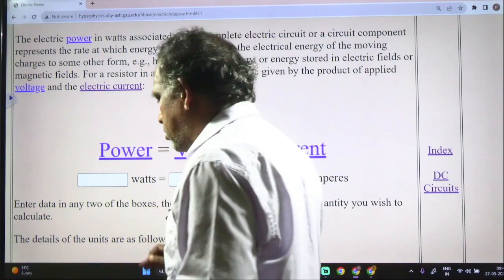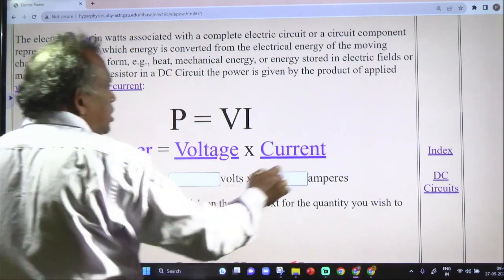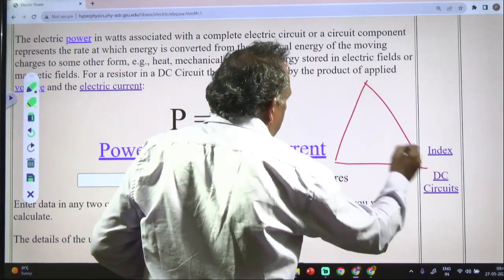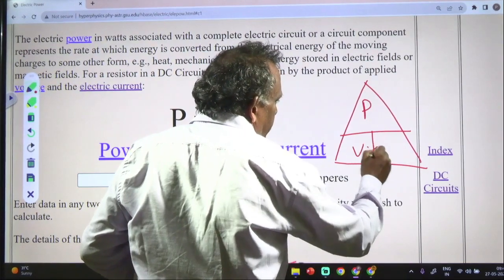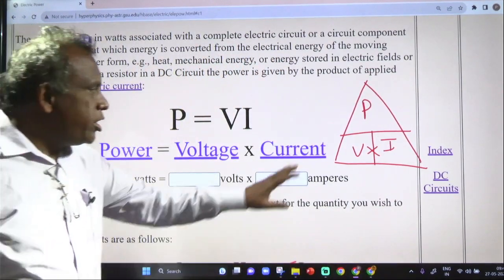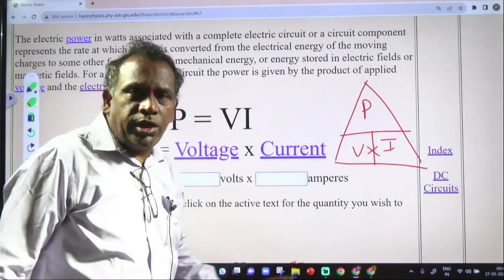There is also a magic triangle. If you take the power formula, power is here and voltage and current. Power is equal to voltage into current. Voltage is nothing but power upon current, and current is equal to power upon voltage.